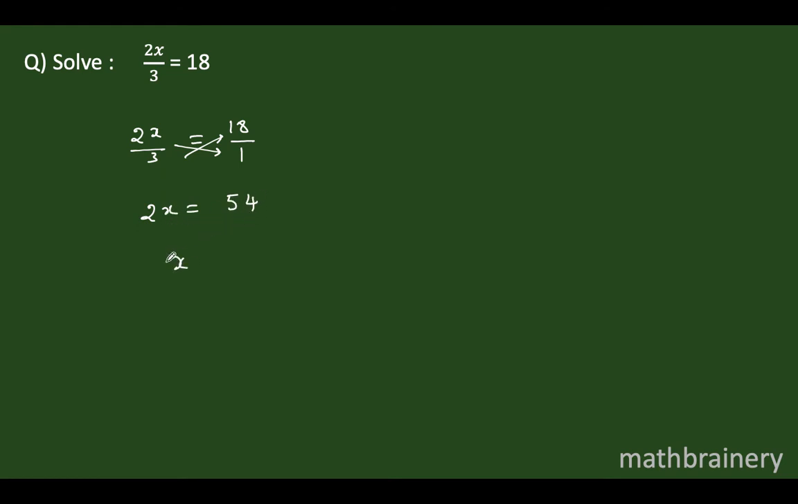So 2x is equal to 54. Now to get x, let's transpose this 2 to the right hand side, and when we transpose, its operation changes to division. So it must be 54 divided by 2, which is 27. Or you can also solve it the other way.